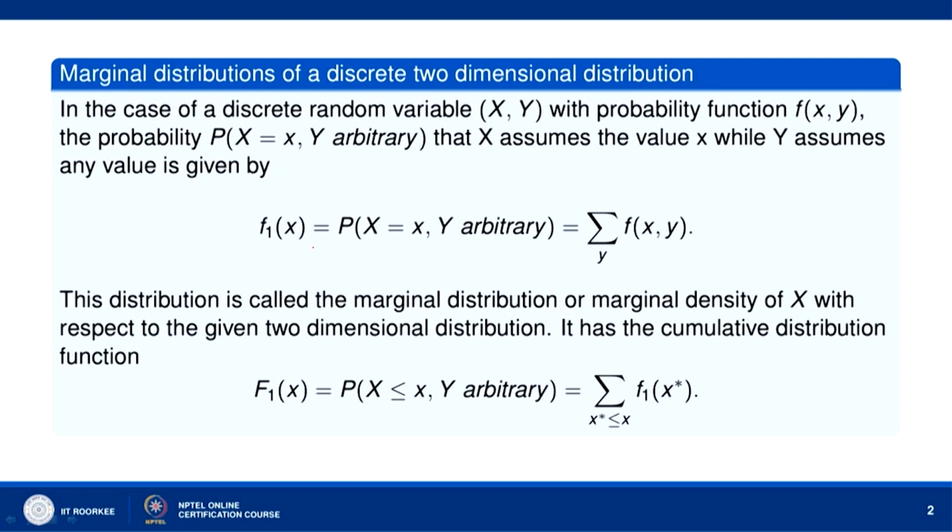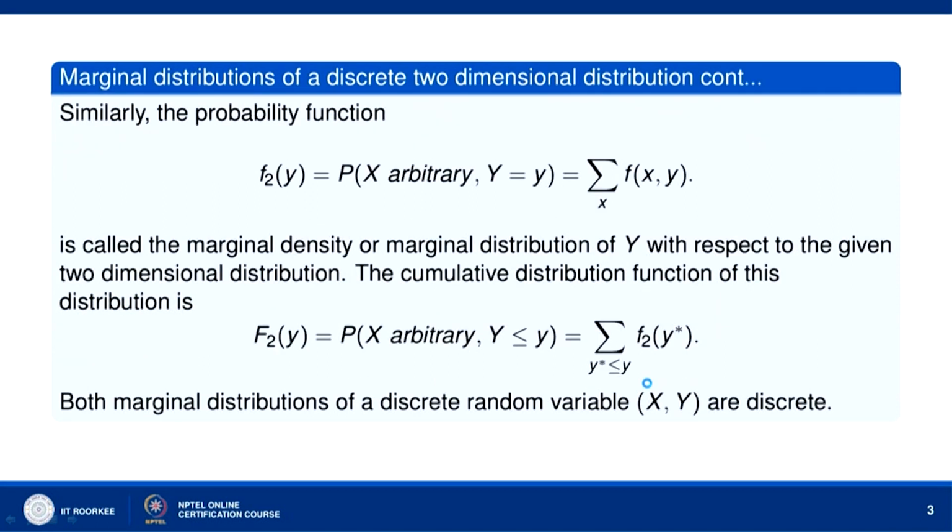Now, in the case of the cumulative distribution function, we have F1(x) equal to the probability that X is less than or equal to x and Y arbitrary, which will be sigma f1(x star), where x star is less than or equal to x. So, we take the sum of the marginal density function over all values of x star which are less than or equal to x to get the cumulative distribution function of X with respect to the given two dimensional distribution.